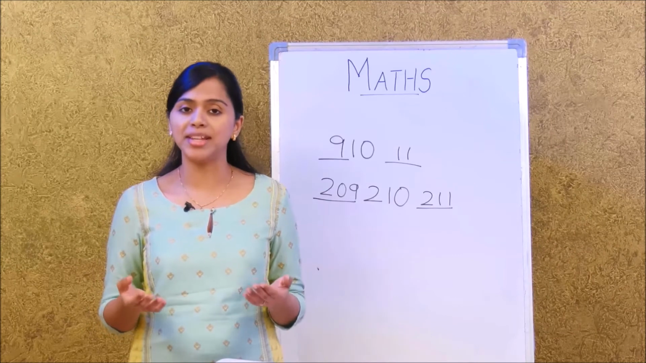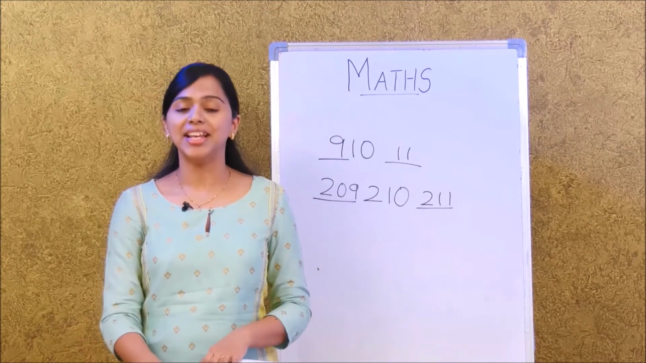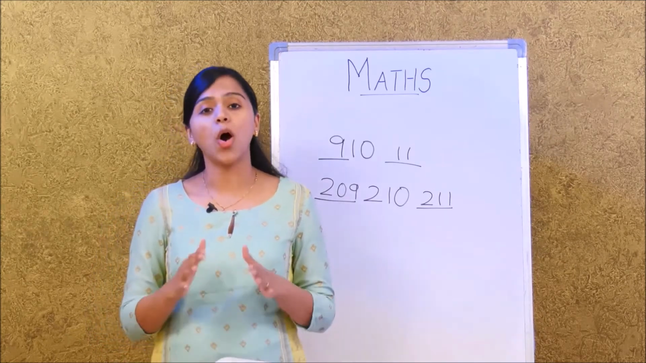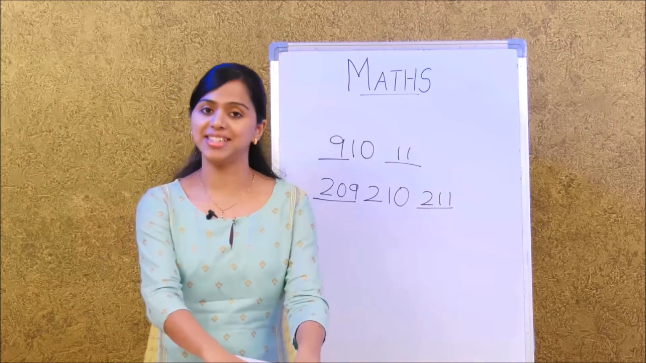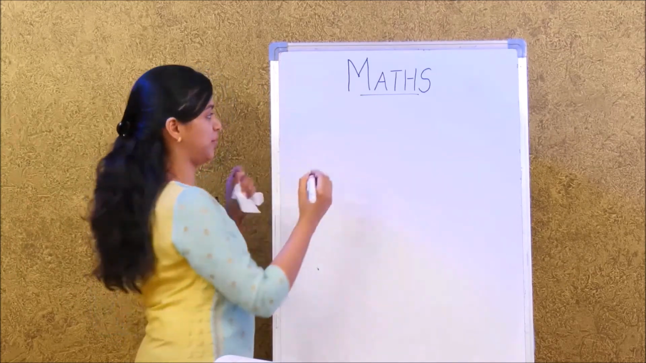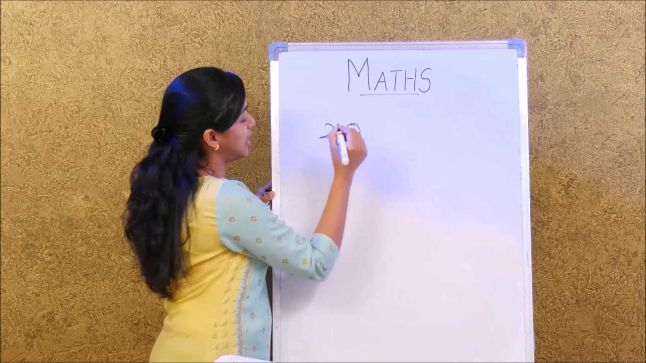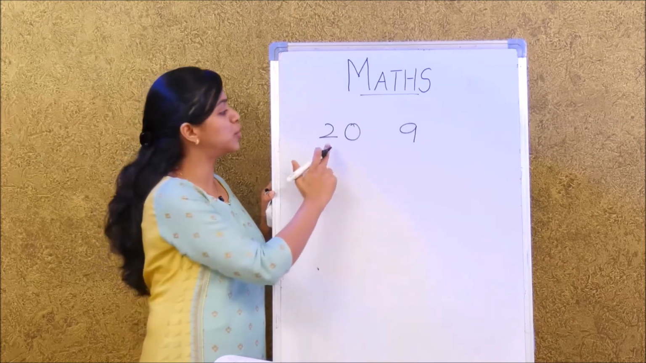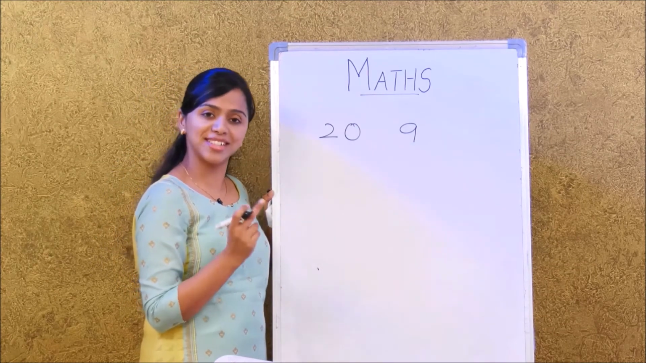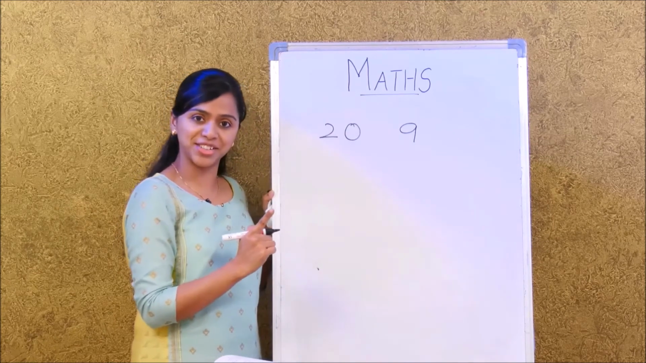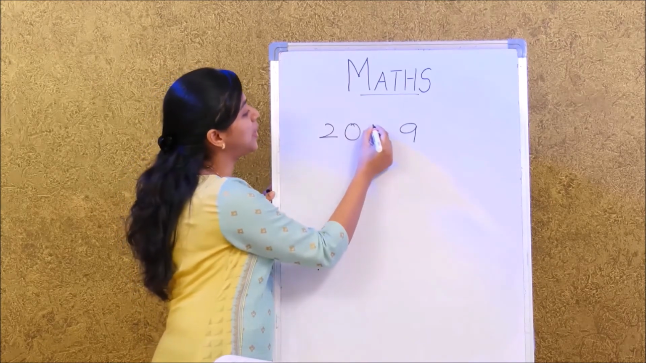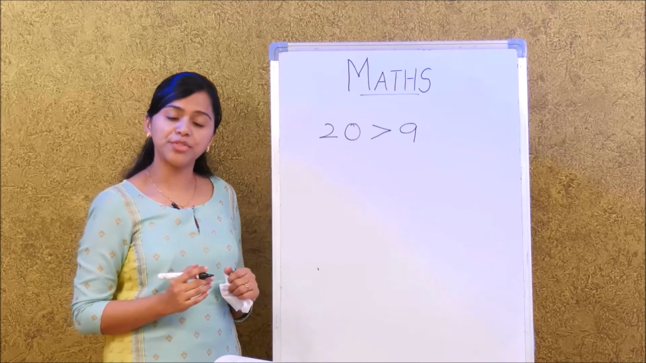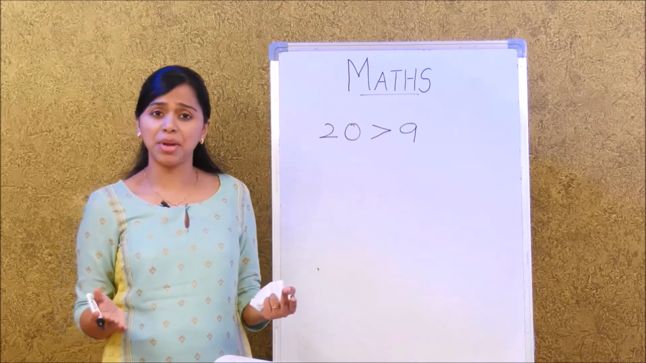But what do we do when the numbers are greater than 10? Let's learn about that. So the first thing that we need to notice is how many digits these numbers have. If we have two numbers, for example 20 and 9, how many digits does 20 have? It has 2 digits, right? How many digits does 9 have? It has just 1 digit, right? So then we know that 20 is greater than 9.